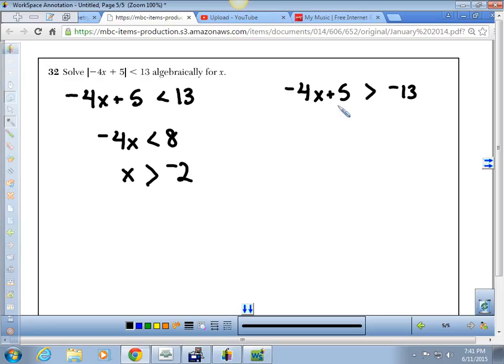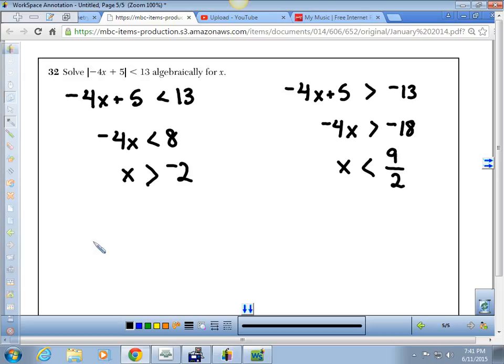Same thing over here. We're again going to subtract 5. But now negative 13 minus 5 is negative 18. And then again divide by negative 4. Now 4 does not go into 18, but negative by a negative is going to be a positive. And we can reduce. We'll get 9/2. And again, what do we have to do? We've got to switch the sign again.